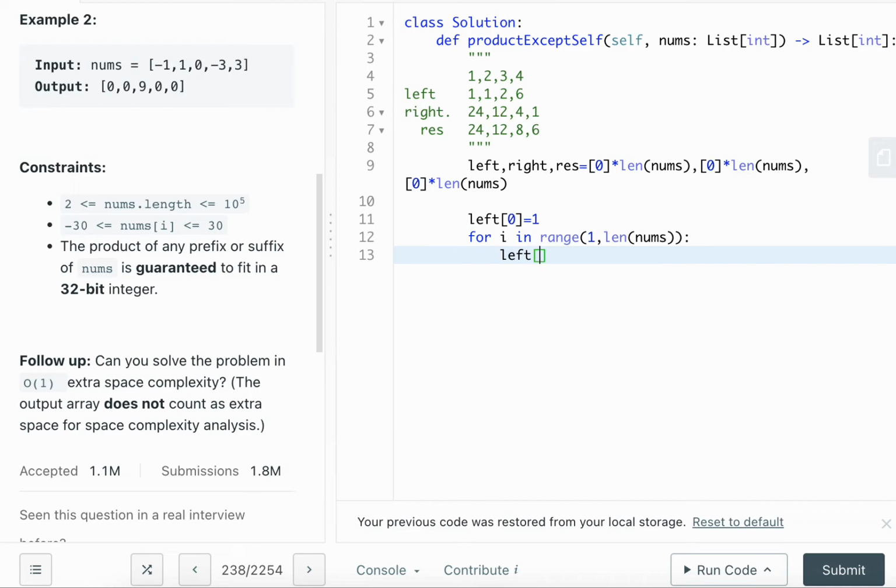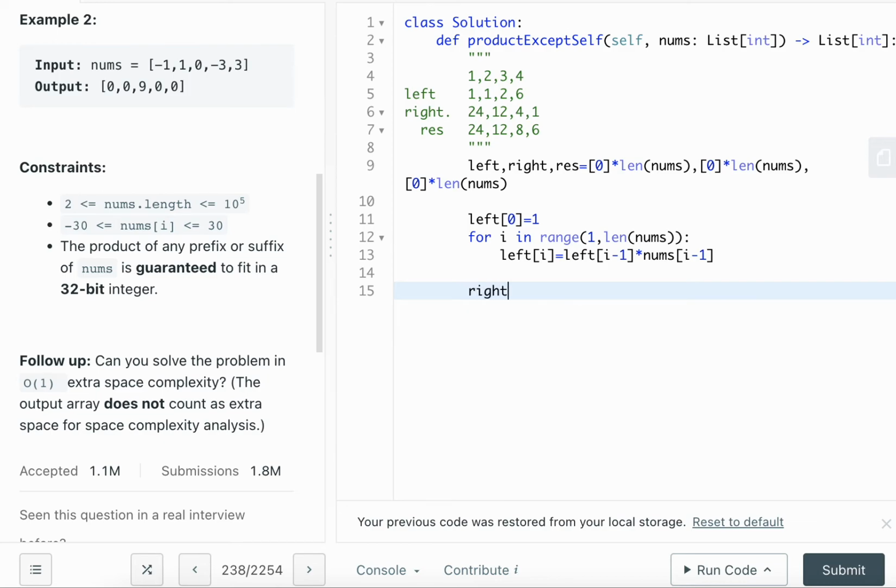So the left array's i is equal to the left array's i minus 1, basically, let's use the 1 as an example, multiplied by nums i minus 1. So that's how we calculate it, right? So this one, we get a 1 because 1 multiplied by 1 is equal to 1. That's how we calculate it. And that's basically the left side calculation.